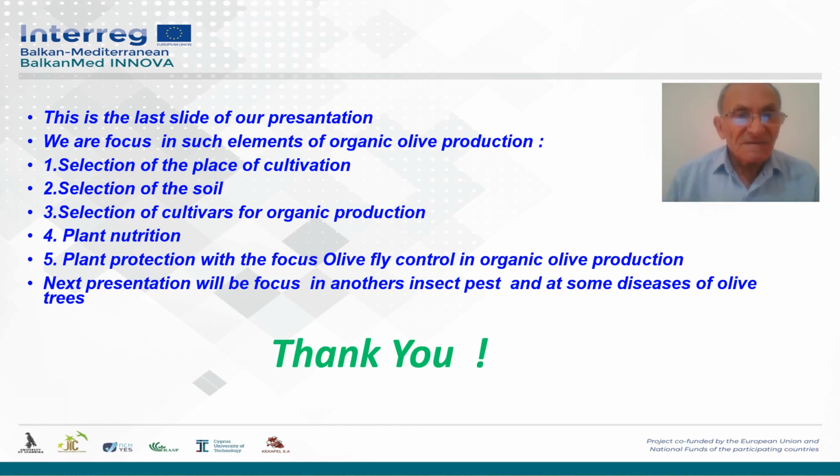This is the last slide of our presentation. We focused today on such elements of organic olive production: selection of place of cultivation, selection of soil, selection of cultivars for organic production, plant nutrition, and plant protection, with a focus on olive fly control in organic olive production.